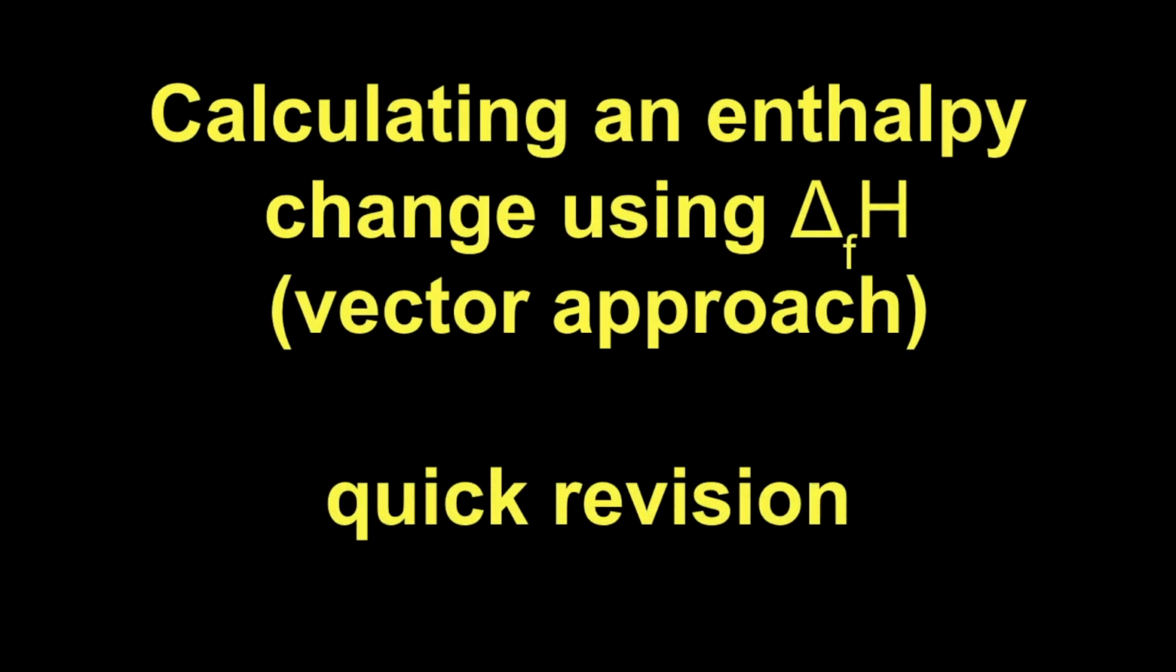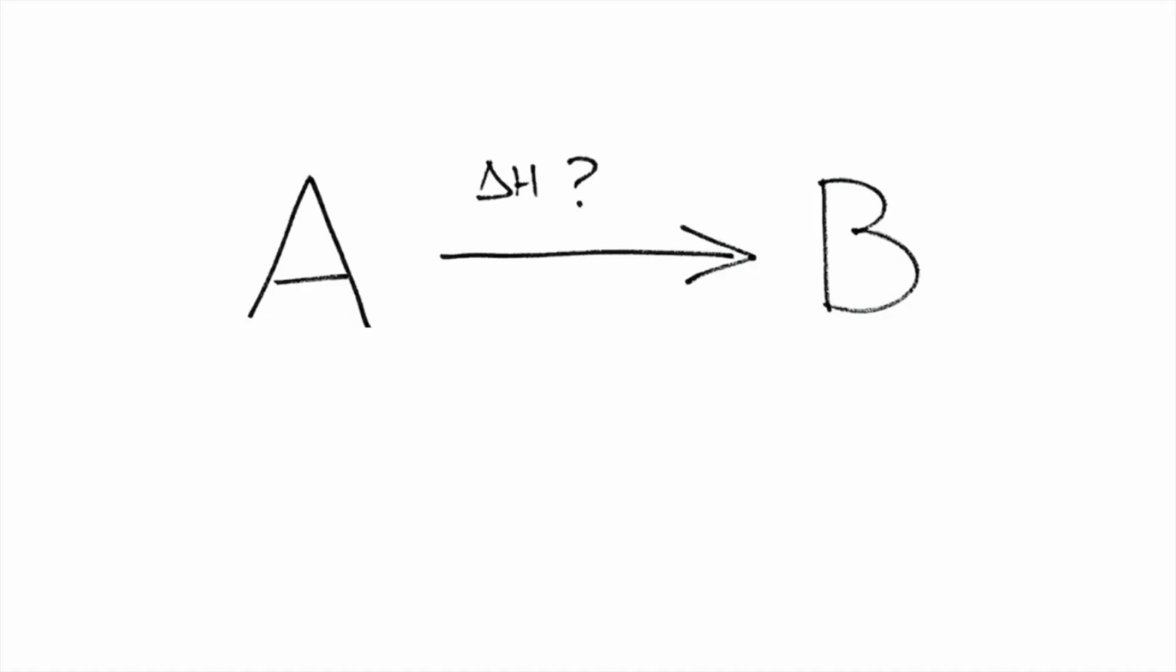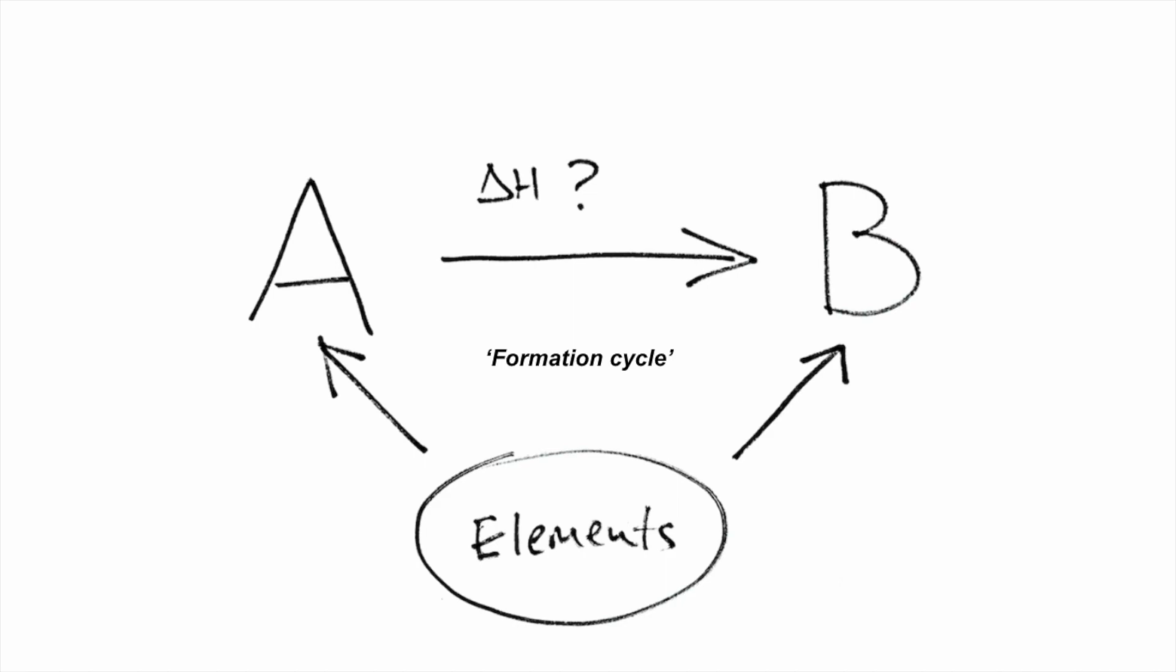Quick revision video on calculating an enthalpy change for a reaction using enthalpy changes of formation using the vector approach. So if you imagine a generic reaction A going to B and we want to find the enthalpy change for that reaction, if we use enthalpy changes of formation, we draw what's called a formation cycle.